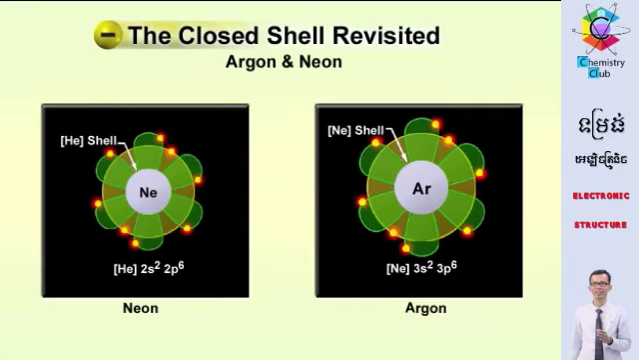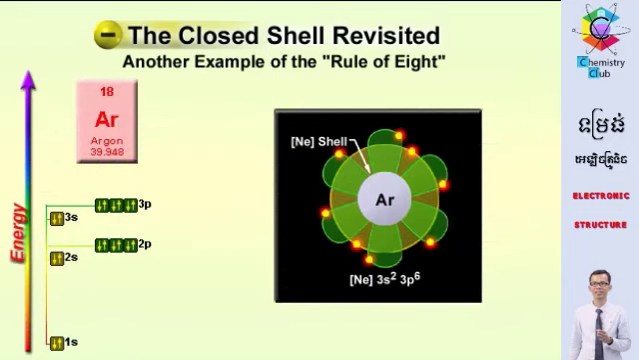At argon, the third level looks like the second did with neon, with its s and p sublevels containing 2 and 6 electrons respectively. Since the next electron would need to be entered into a new sublevel, argon, with a 1s2, 2s2, 2p6, 3s2, 3p6 electron structure, has a closed shell and is one of the noble gases. This is another example of the rule of 8. 2 s electrons plus 6 p electrons equals the 8 electrons characteristic of a closed shell.